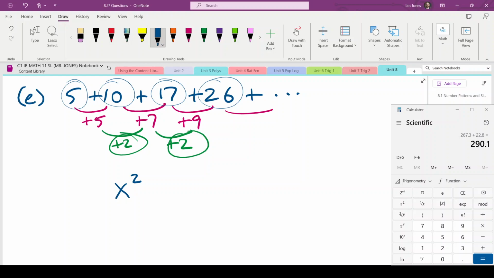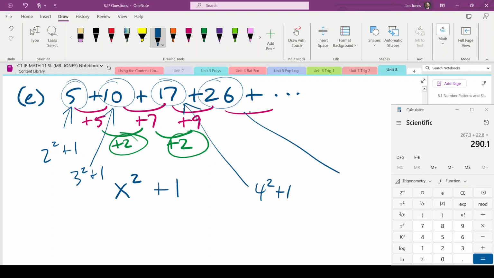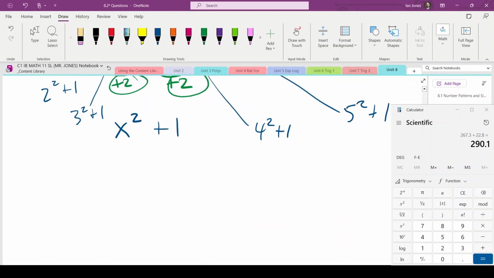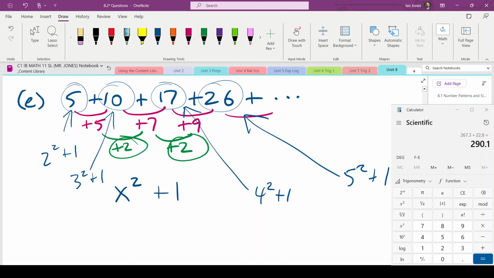Okay, so look, each one is a number squared plus 1, right? 5 is 2 squared plus 1. 10 is 3 squared plus 1. 17, 4 squared plus 1. 26, 5 squared plus 1. Is that neat? So, what is changing?